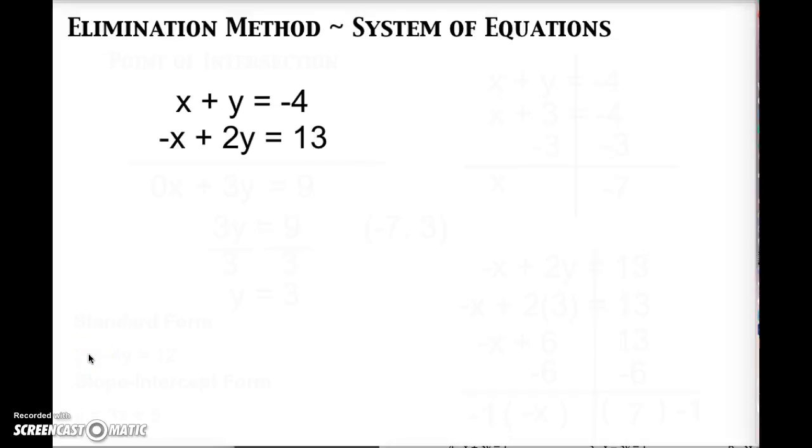This is going to be a video to help you use the elimination method to solve a system of equations. Now when I solve a system of equations, I'm trying to find the point of intersection of the two lines.